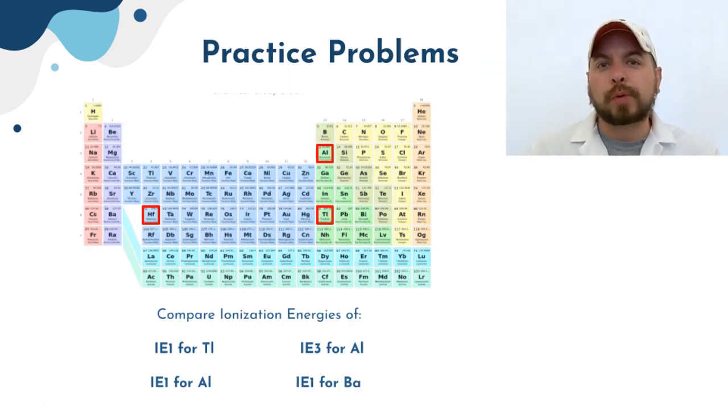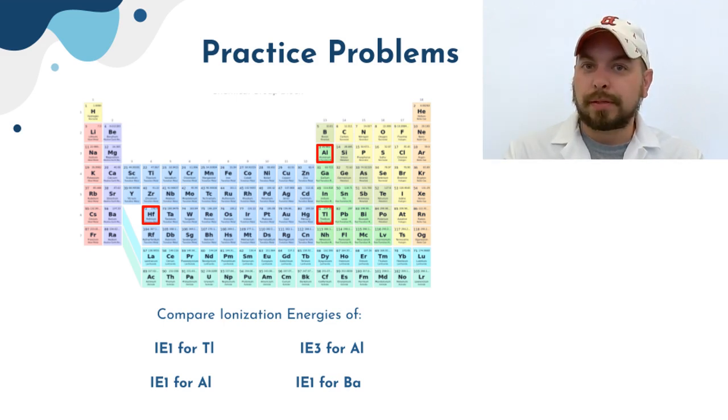And in this one, I'm kind of wrapping in a few different things together. So what I want you to do is compare the first ionization energies of aluminum, Al, thallium, Tl, and barium, Ba. Which would you predict to have the highest first ionization energy?